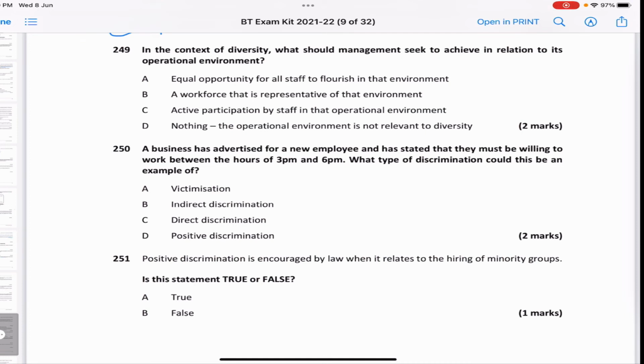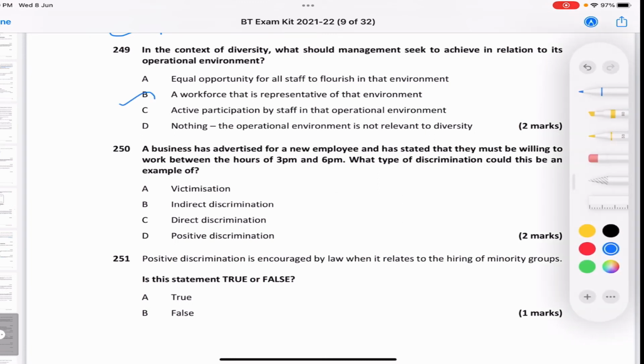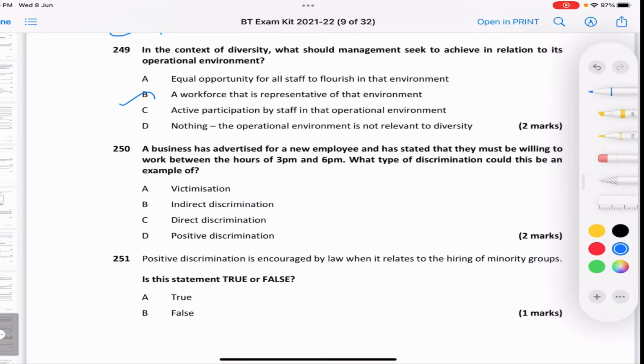Okay, so some organizations set themselves goals in the representations of certain groups to address something. What is expected is that we speak about the representation, which means a workforce that is representative of the environment. We need that sort of a workforce which is representative of the environment.